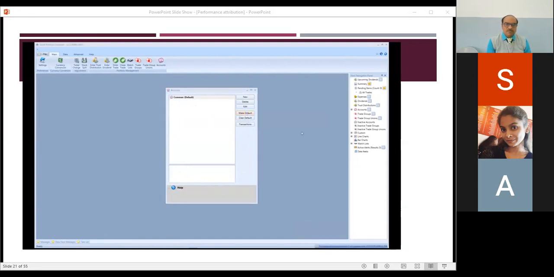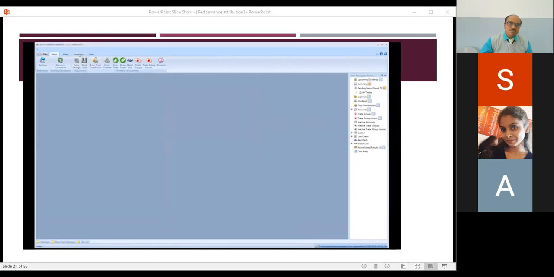Next, we need to create a brokerage formula. To do this, open the Advanced tab.